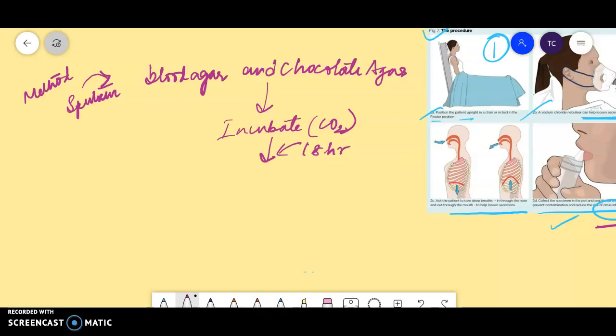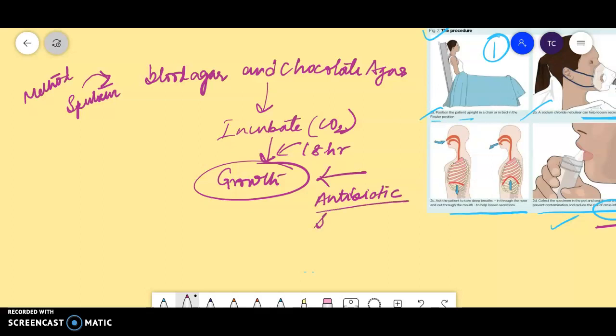If growth is significant, if you get growth on your plate, then you go for antibiotic sensitivity. Initially, when you have those symptoms, the doctor will prescribe antibiotics, and when they don't get any result from the antibiotics, they go for the sputum analysis to see whether any drug resistant microorganisms are there in your sputum or not. So once there is profound growth in your sputum, antibiotic sensitivity is a must.